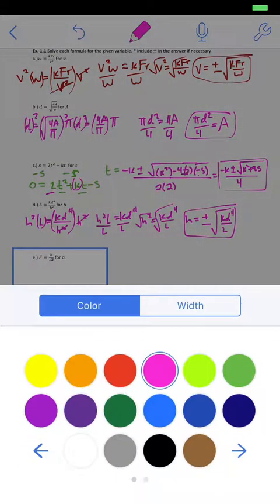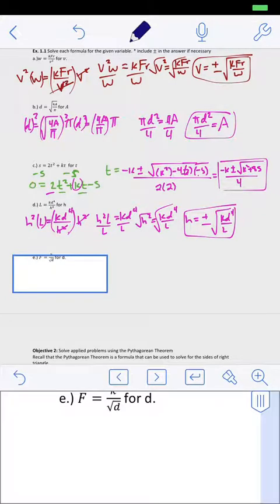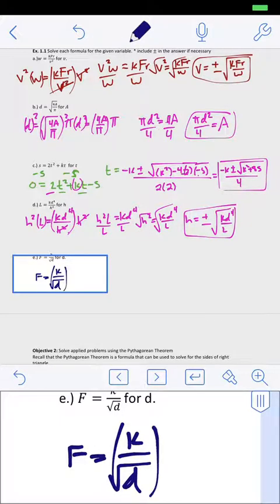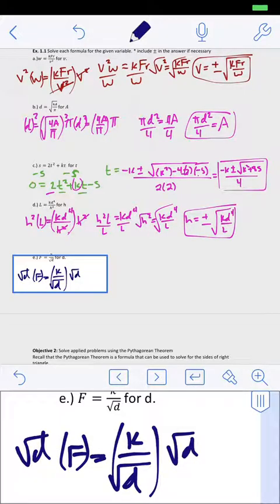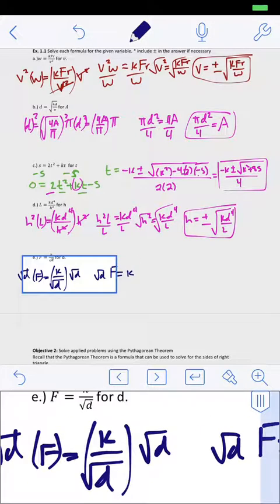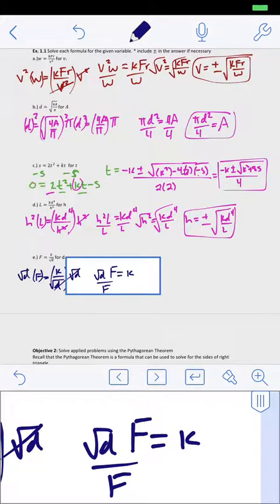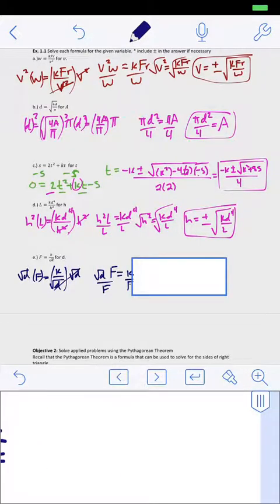Last formula we'll do actually goes back to pretty much rearranging. I have f is equal to k over the square root of d. We want to solve it for d. Again, it starts off rational, which is a problem. I don't want things in the denominator, so I'll multiply by the square root of d to get it to the other side. I'm not dealing with the square root part yet, I'm just dealing with the rational part. So I have f times the square root of d is equal to k, because those two cancel. Now I'll move the f over, because that's farther away than the square root. And I end up with the square root of d is equal to k over f.